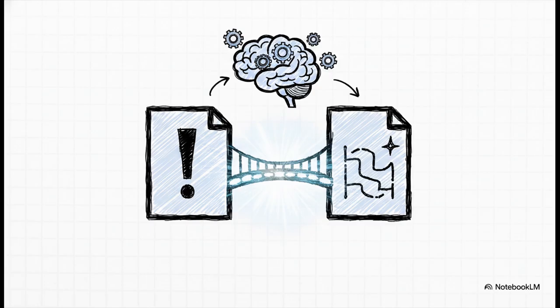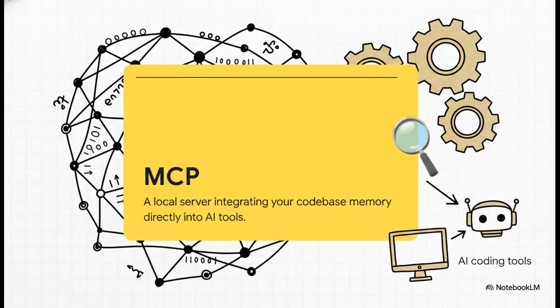The agent instantly grasps the relationships between different parts of the code without you having to manually wire those connections together. But the absolute game changer here is the MCP, or the Model Context Protocol. You see, a Bridge Memory MCP runs locally right inside Bridge Space. It essentially acts as a baseline server that seamlessly integrates your codebase's structured memory directly into your AI coding tools.